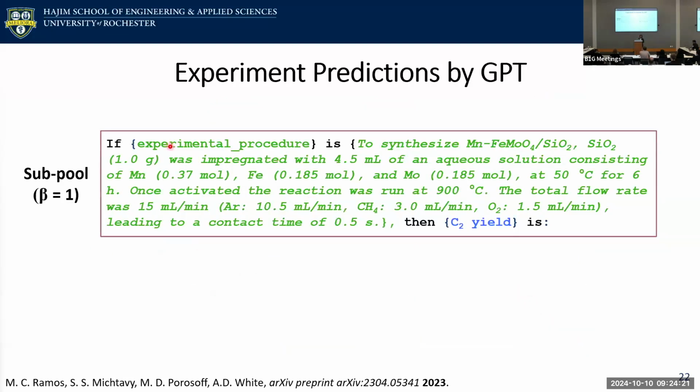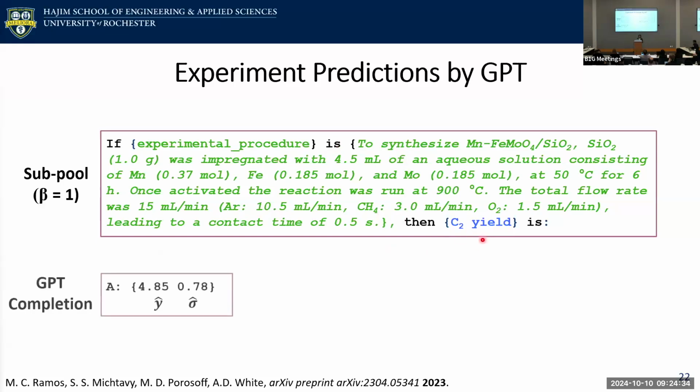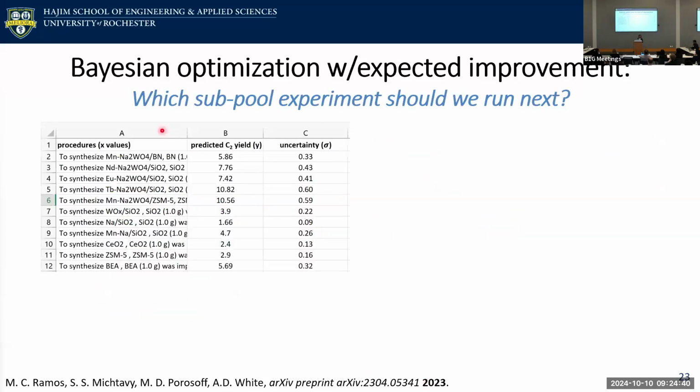So this is effectively what it looks like when we're asking GPT for experimental predictions when we only have one element in the subpool for illustrative purposes. So we say if the experimental procedure is the experimental procedure written out, then the C2 yield is, and GPT gives a completion with a value of the expected yield along with the uncertainty. And so when we run it for the whole subpool, it looks something like this.